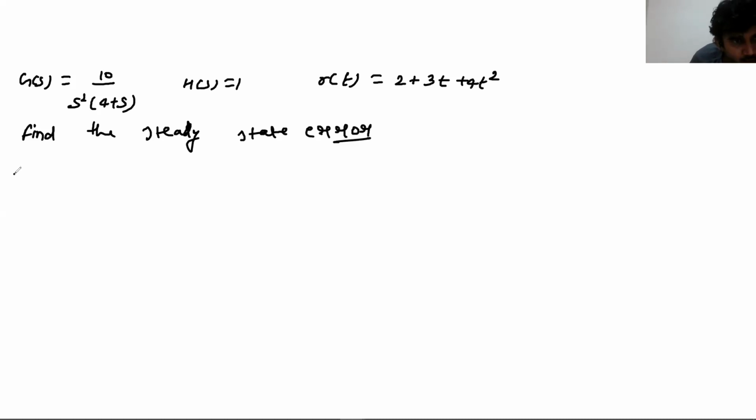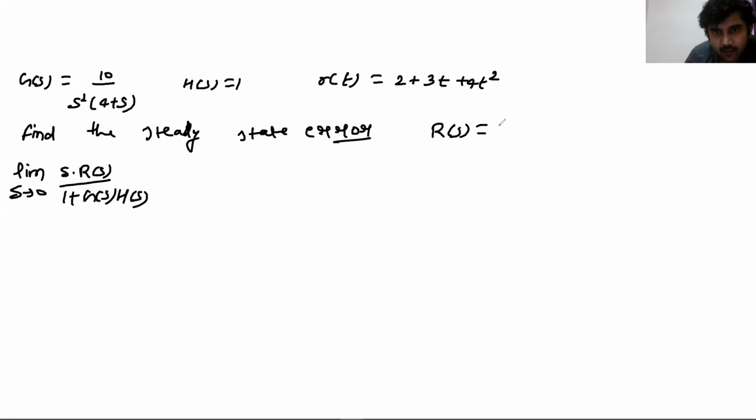You have the formula for error: limit s tends to 0, s into R(s) by 1 plus G(s)H(s). You have G(s), you have H(s), you have R(s). So first calculate R(s). R(s) will be 2 by s plus 3 by s square plus 4 by s cube times 2, because the Laplace transform of t square is 2 by s cube. So this is your R(s). Put this here.